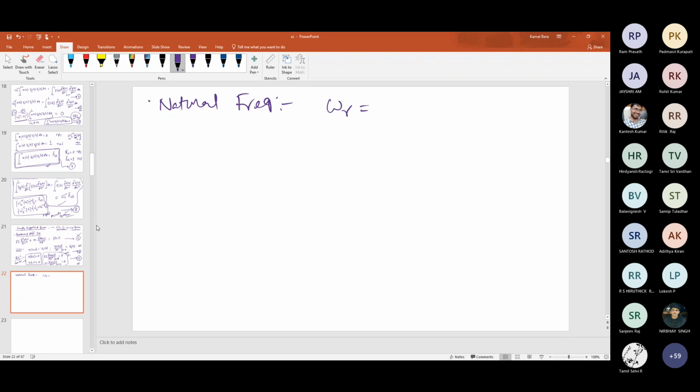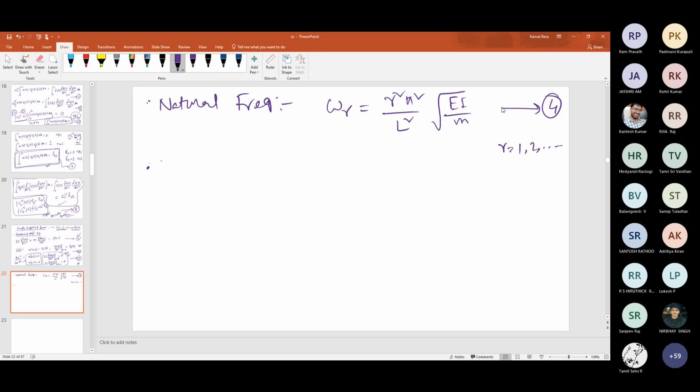Simply supported beam. So r square pi square by L square, root over EI by m, right? Equation number what? 4. For r equal to 1, 2, so on, so forth. Natural frequency already obtained by solving the characteristic equation. Remember, sin beta is equal to 0.